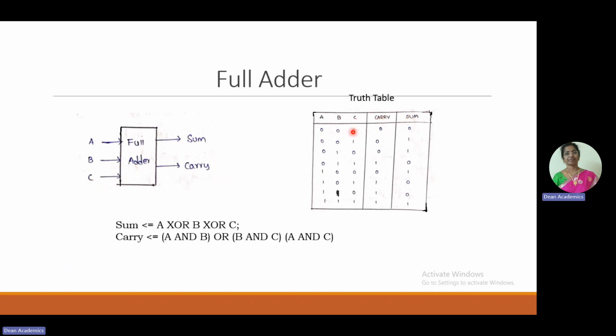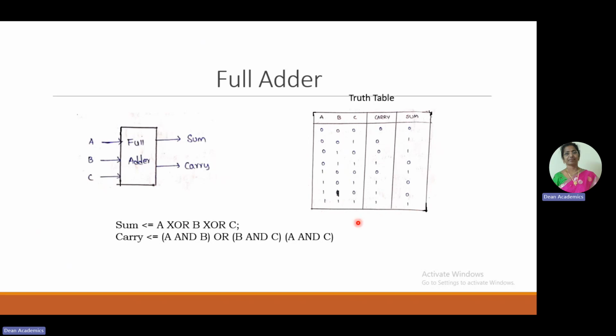With three inputs, we have 2 power n input combinations. Therefore, ABC goes 000, 001, 010, like that up to 111. When we perform addition of these 3 bits, we write the sum and the carry. So 000: 0 plus 0 plus 0 is sum 0 with carry 0. 001 is sum 1 with carry 0. Like that, 111 is sum 1 with carry 1.